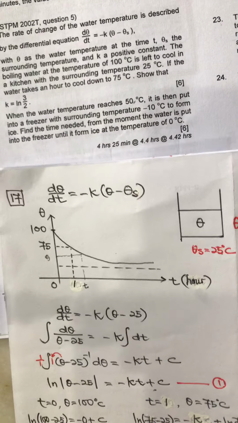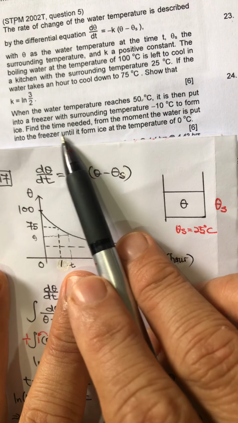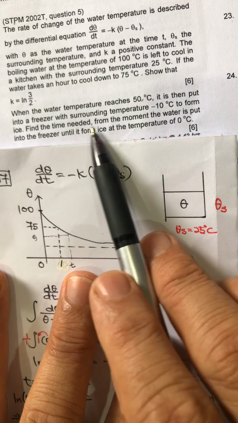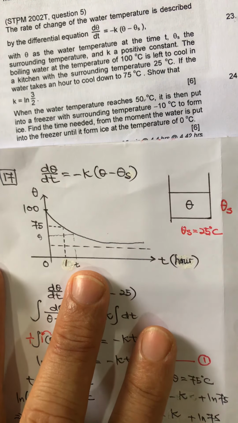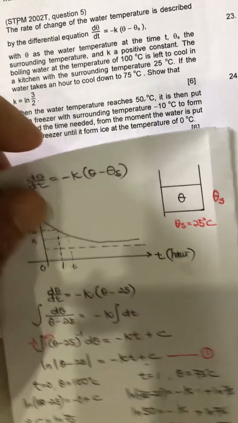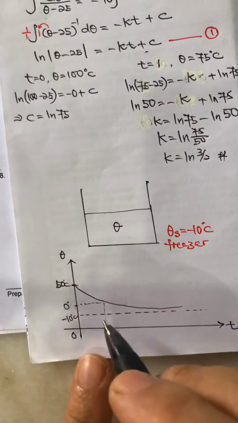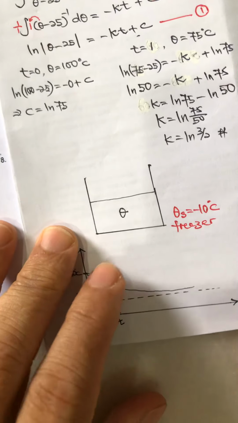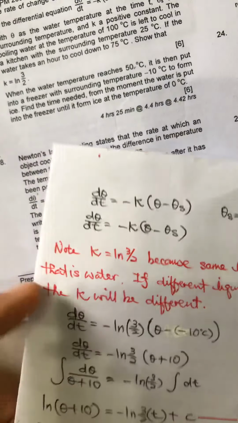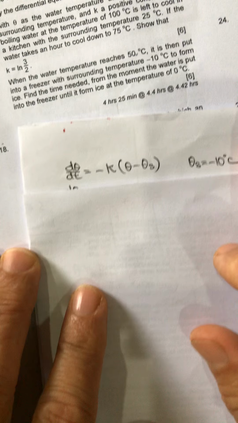Okay, you want to find, there you see, the time needed from the moment the water is put in the freezer until it forms ice at the temperature of 0 degrees Celsius. So you want to find the time here, when it becomes ice. Okay, so now we come back to our equation from just now. This is our equation given.